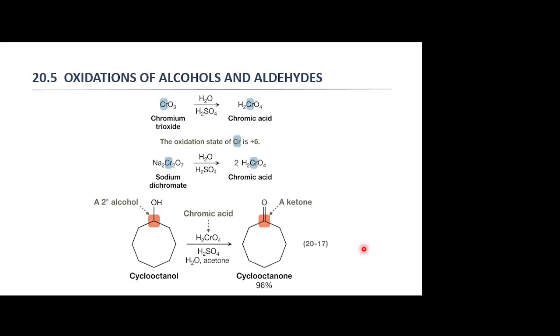Let's talk about some oxidations. Specifically, we're going to be looking more at alcohols and aldehydes for now. So here's chromium trioxide in the presence of water and sulfuric acid. This is going to make chromic acid. Chromic acid is very, very reactive. Be very careful with it if you actually ever do this, okay? There's actually a variety of uses for it.